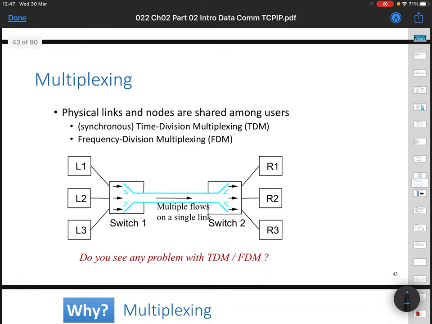Okay, multiplexing, physical links and nodes are shared among users. Synchronous TDM, time division multiplexing, and we have also frequency division multiplexing, FDM. Okay. So, we have L1, L2, L3, and then at switch 1, multiple flows on a single link, single channel. And at switch 2, the process of DEMUX is done, and the signal is then DEMUX back to 3 channel. Three different channel, R1, R2, and R3.